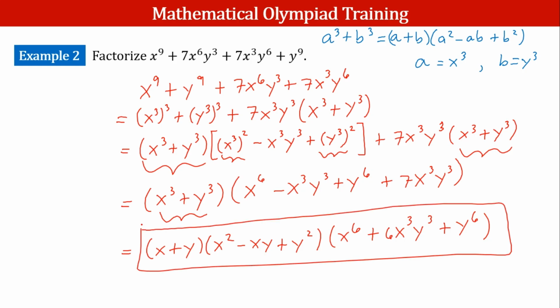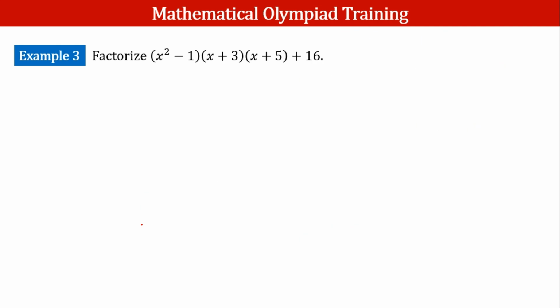Alright, now let's have our third example. Factorize x squared minus 1 times x plus 3 times x plus 5 plus 16. Alright, so based from the structure of the original expression, the natural first step to do is to factor x squared minus 1 because that's a difference of squares. Alright, so if we factor that, we get x plus 1 times x minus 1 times x plus 3 times x plus 5 plus 16.